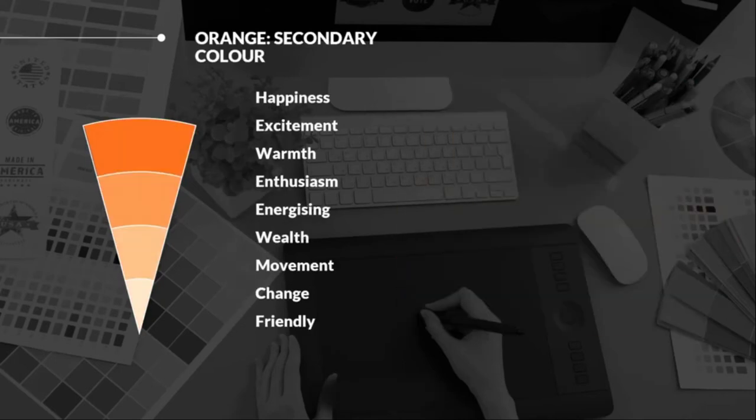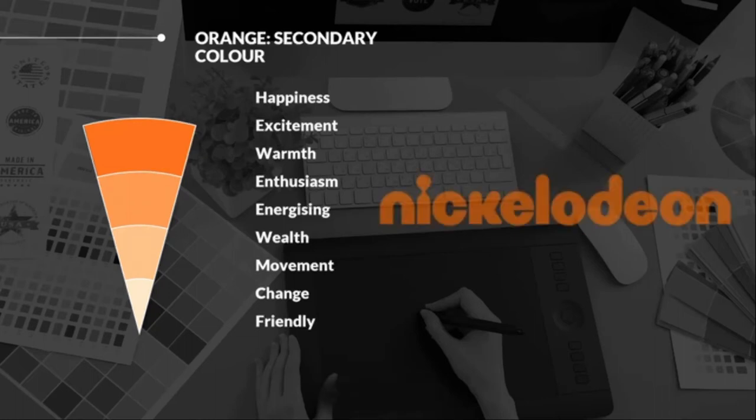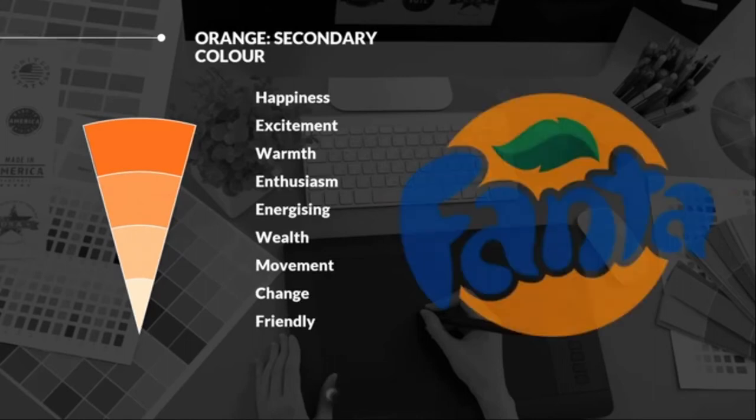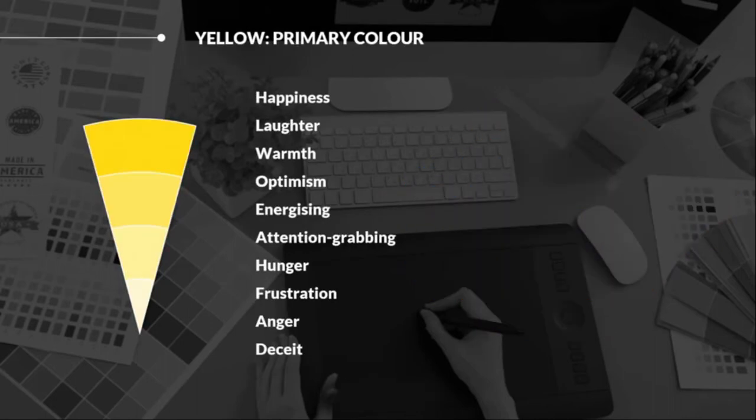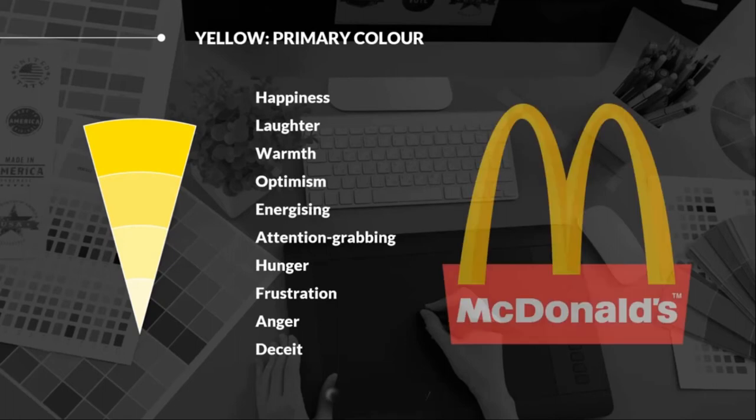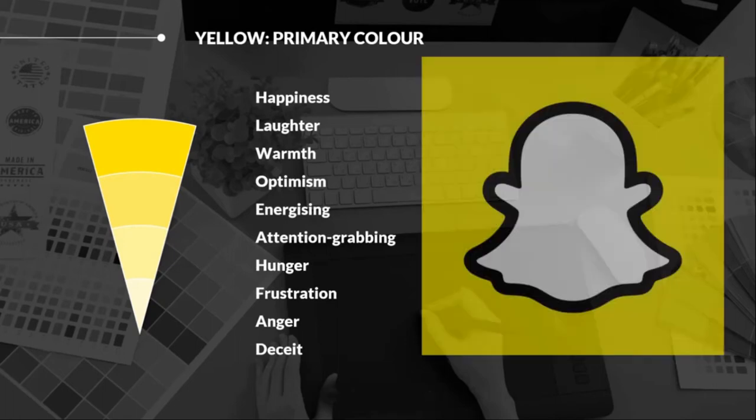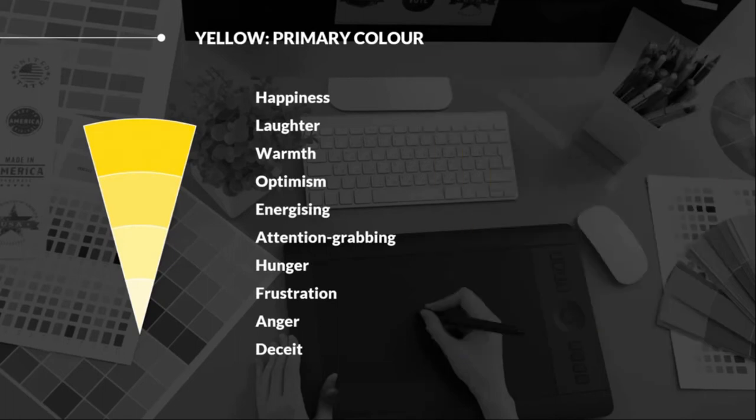Orange is a combination of red and yellow, so we will discuss both properties. In branding, orange means youthfulness and excitement. It is associated with brands that represent enthusiasm and energizing. Yellow conveys a sense of happiness, laughter, warmth, optimism, energizing, attention grabbing, hunger, frustration, anger, and deceit. In branding, yellow is used to grab audience attention and it should be used sparingly. Yellow does not go well with white.